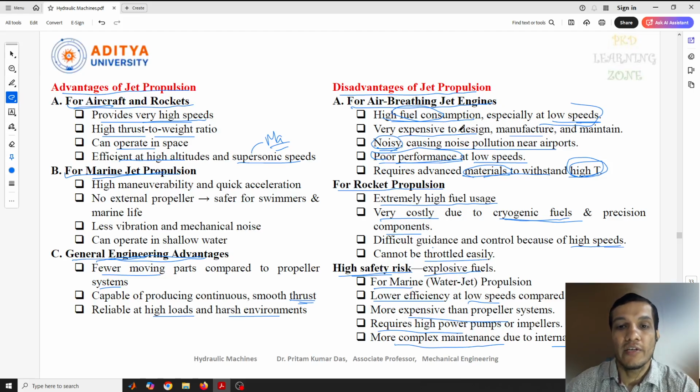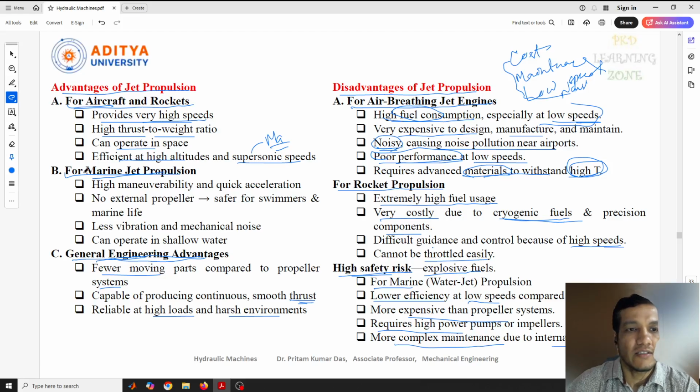So overall, if you see the disadvantages of all these systems, they are mostly about cost and maintenance, and low speed performance. At low speed, the performance is very weak, and there is some noise. These are the general disadvantages we can write. Many more advantages are there, and we can choose a few of them.